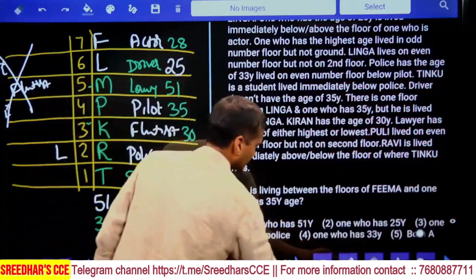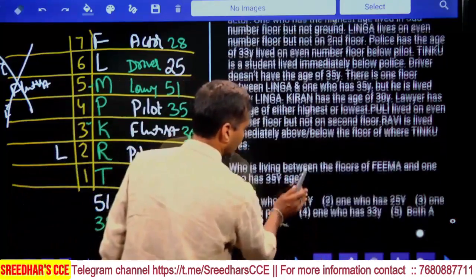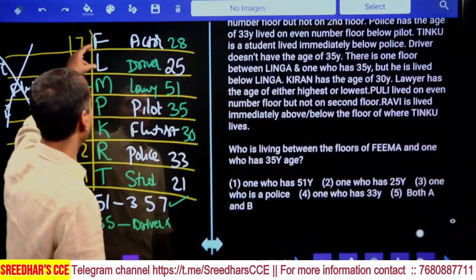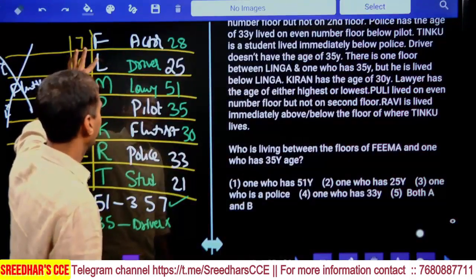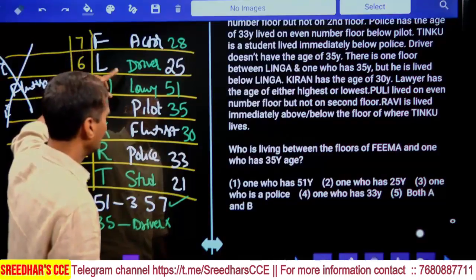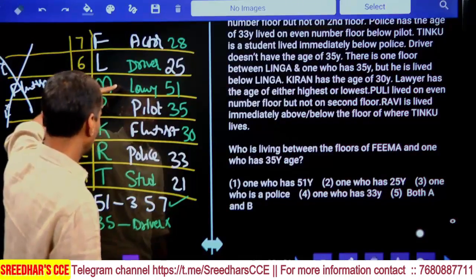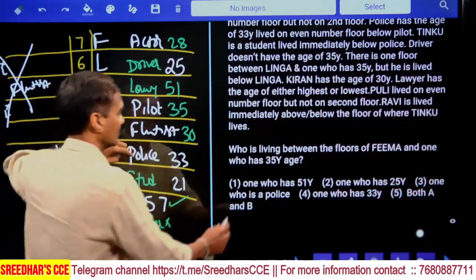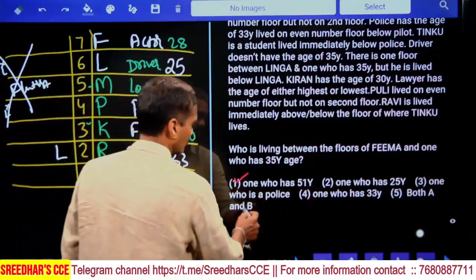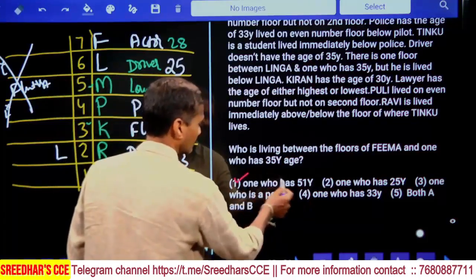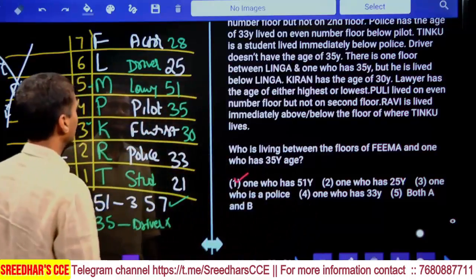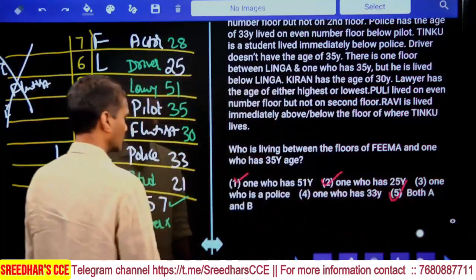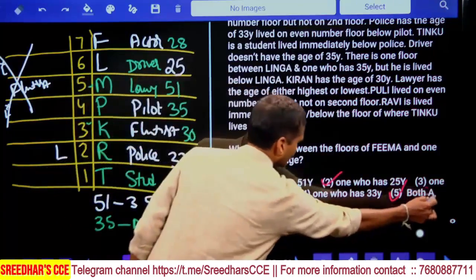Then coming to question number 16. Who is living between the floors of Fema and the one who is 35? Fema and 35, who is that person here? L and M. One who has 51: is that valid? Is it true? And get both 1 and 2. A and B is not 1 and 2. Then one who has 25 years, imagine that too. Hence, what is your answer? Both 1 and 2. Choice 1 and 2. It is given in choice 5.